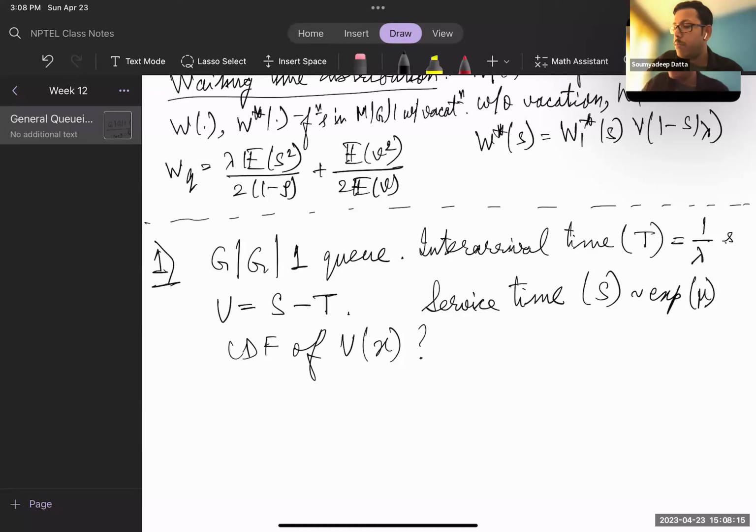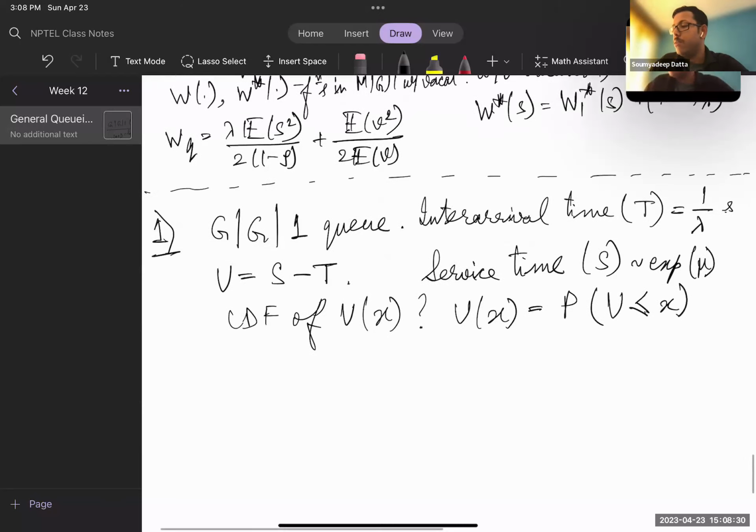So what do we mean by CDF of U of X? This is some notation that is commonly used in the lecture notes. So this is denoted as the probability that U is less than or equal to X. U is a random variable, and the probability that U is less than or equal to X is U of X. So we have to find out the CDF of U of X, right? So let's figure this out.